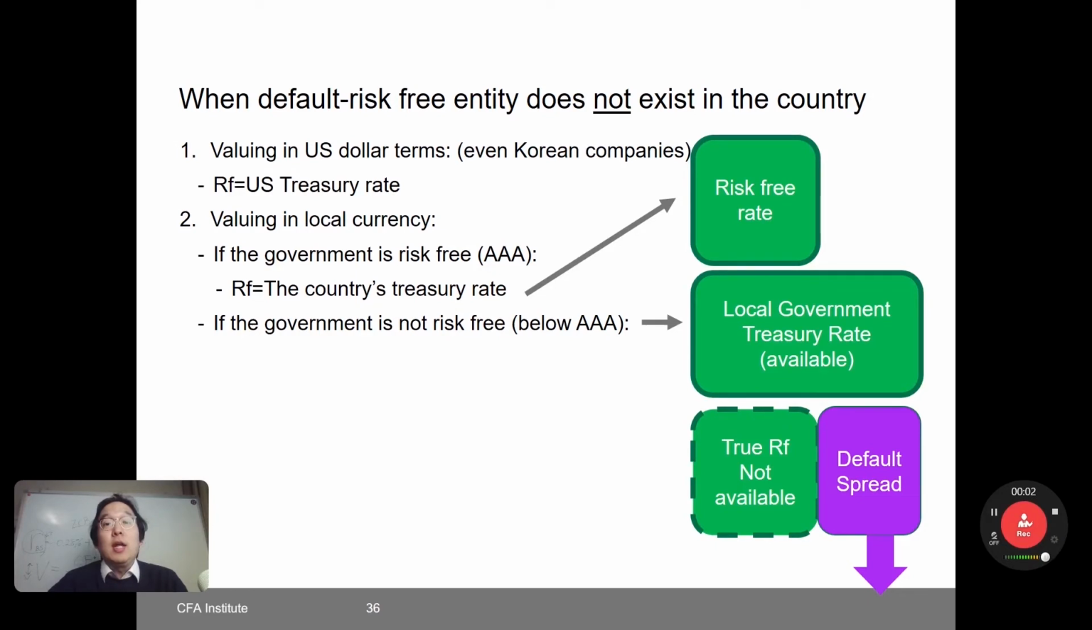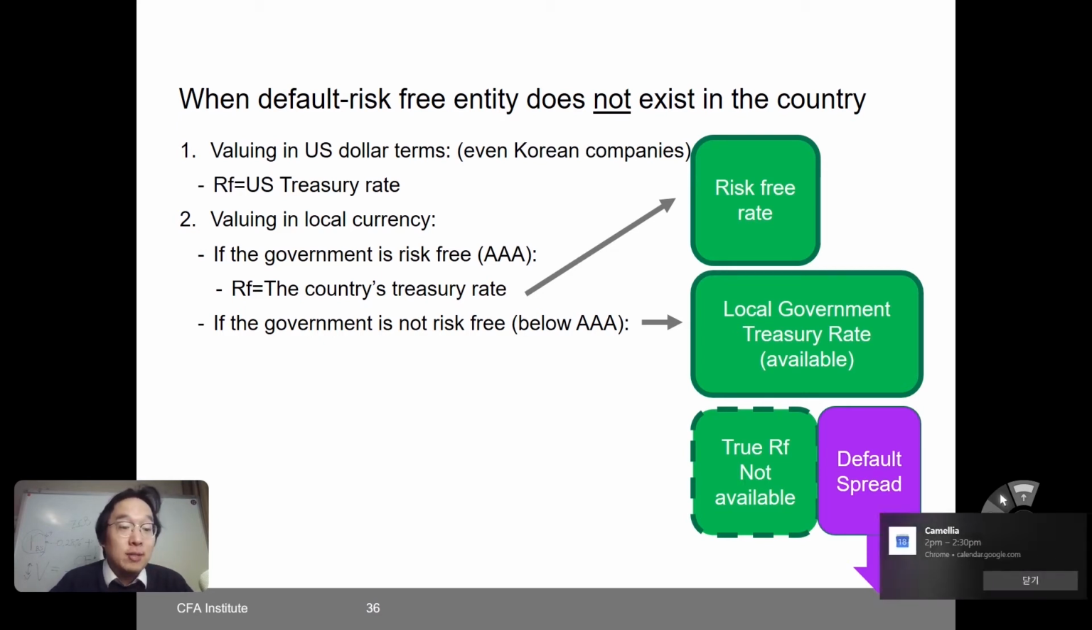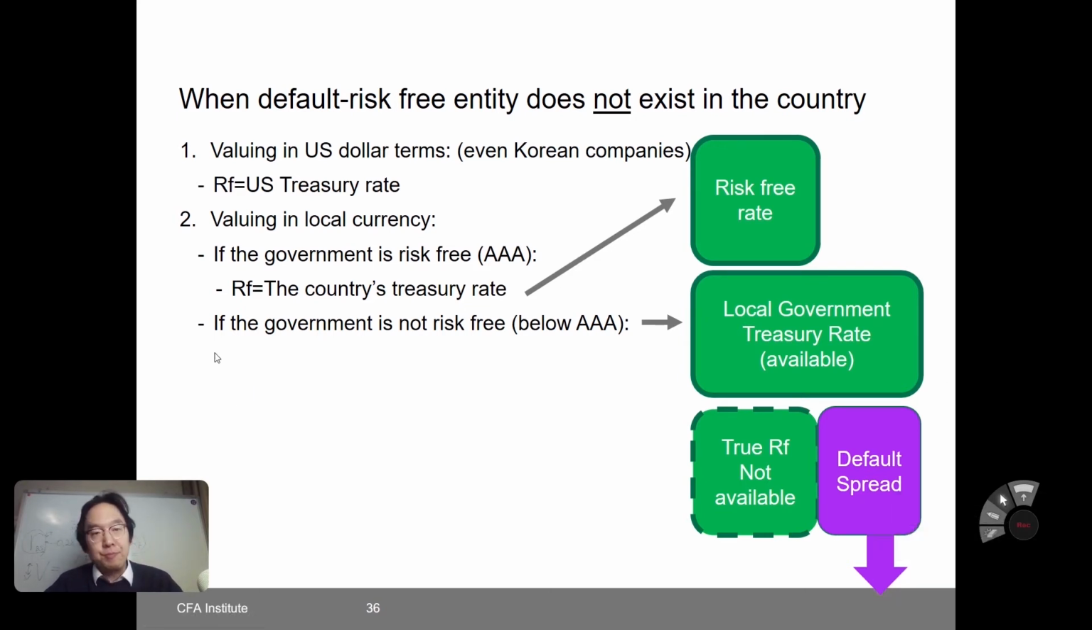So when the default risk-free entity does not exist in your country, okay, you're in trouble, right? But number 1, when you're valuing in US dollar terms, for example, valuing Samsung Electronics using US dollar terms, right? Or valuing Toyota Motors using US dollar terms instead of Japanese yen. Well, life is simple. Just use the US Treasury rate as your risk-free rate. The only concern you will have later on is just make sure you convert all your currency units into US dollars instead of Japanese yen or Korean won or whatever, right? Number 2, valuing in local currency. Okay, local currency, for example, Toyota Motors in Japanese yen, or Hyundai Motor in Korean won.